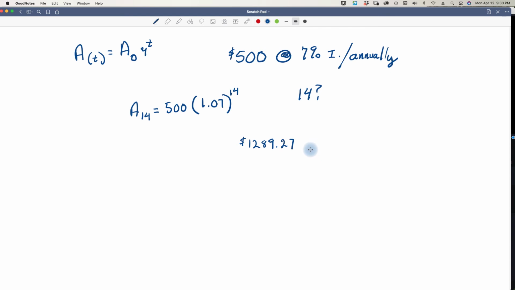All right. How much interest did he earn? Well, he started off with $500, right? So he earned $789 in interest. So after 14 years of leaving that money in the bank, he more than doubled his money.